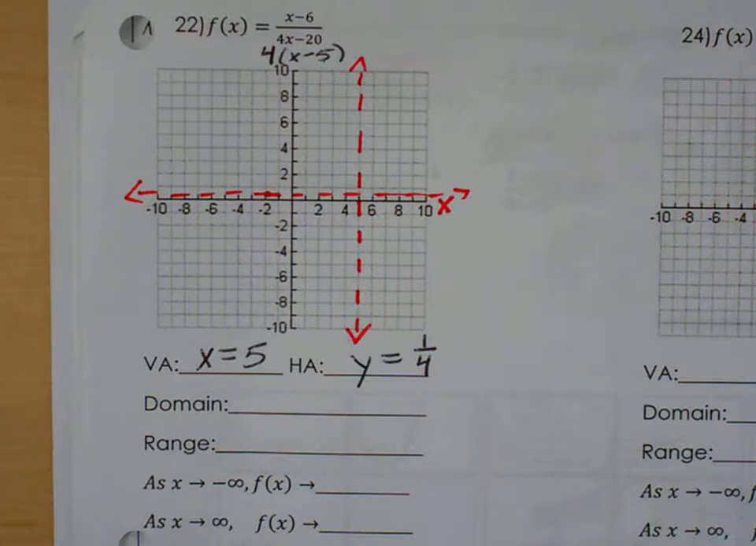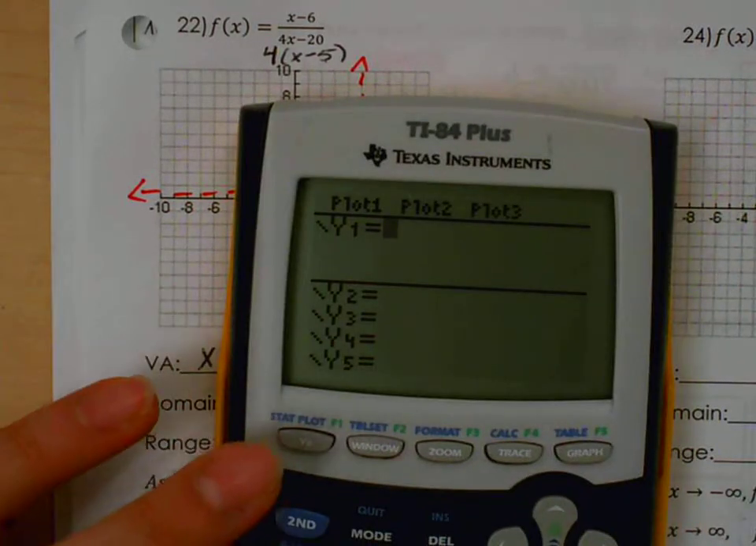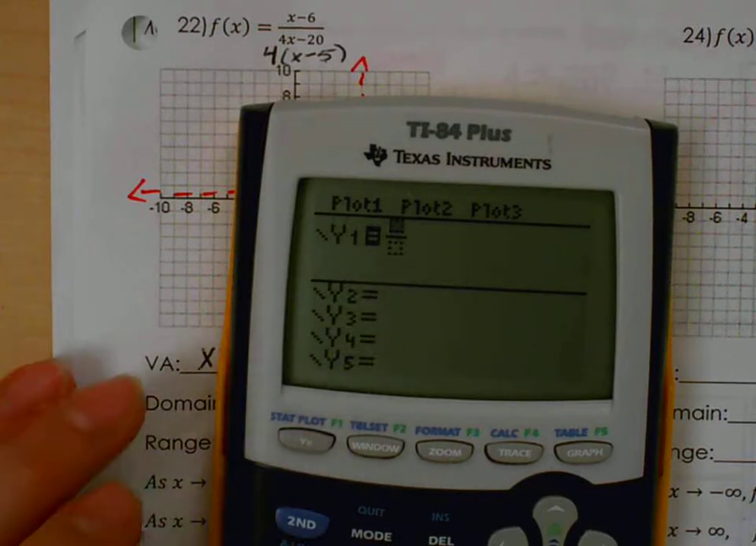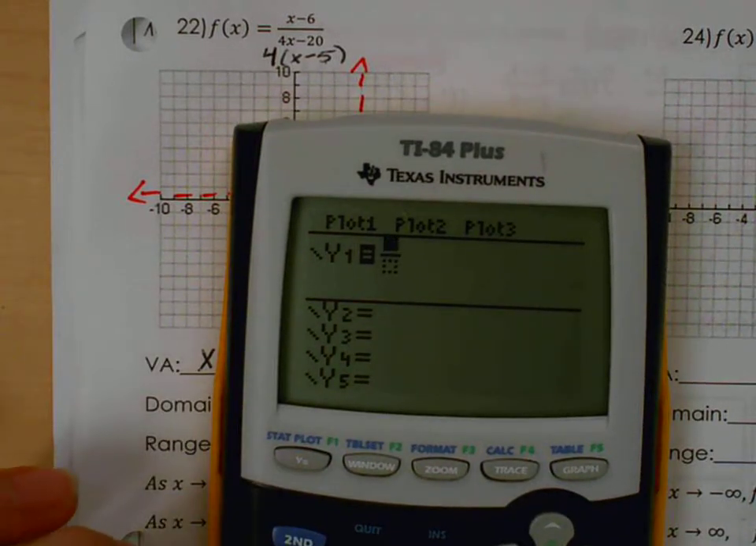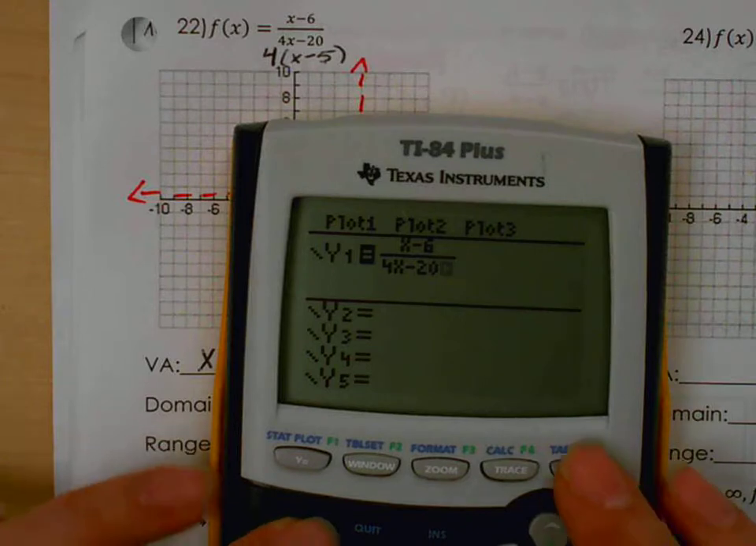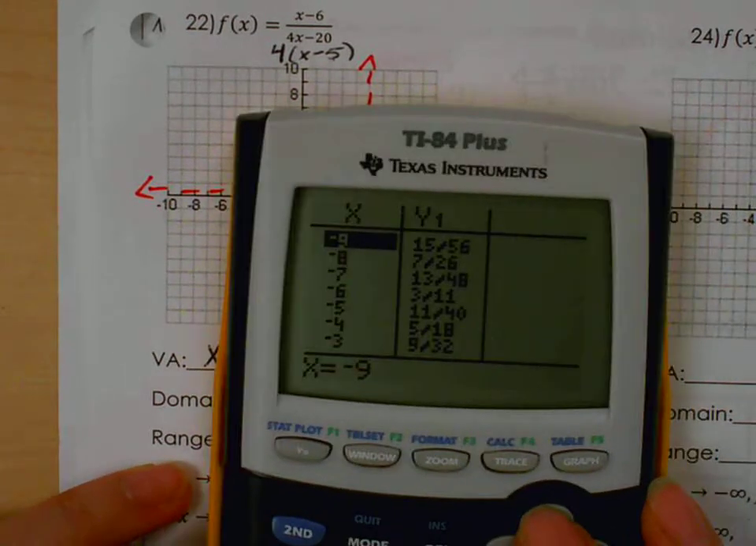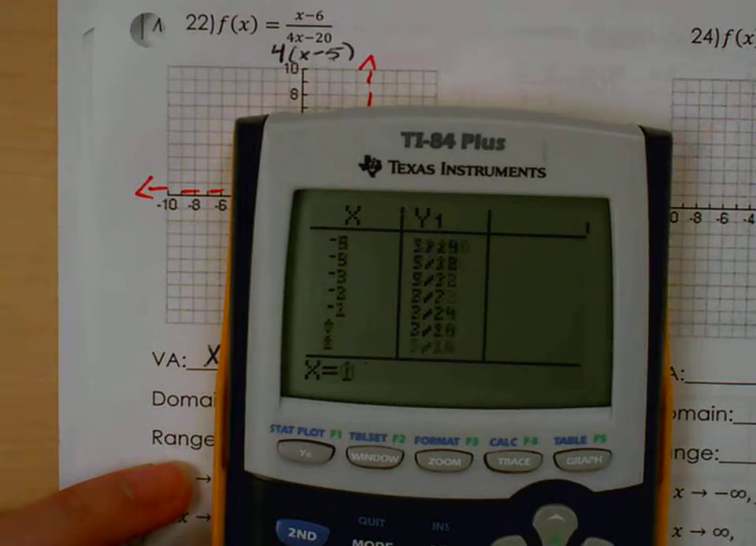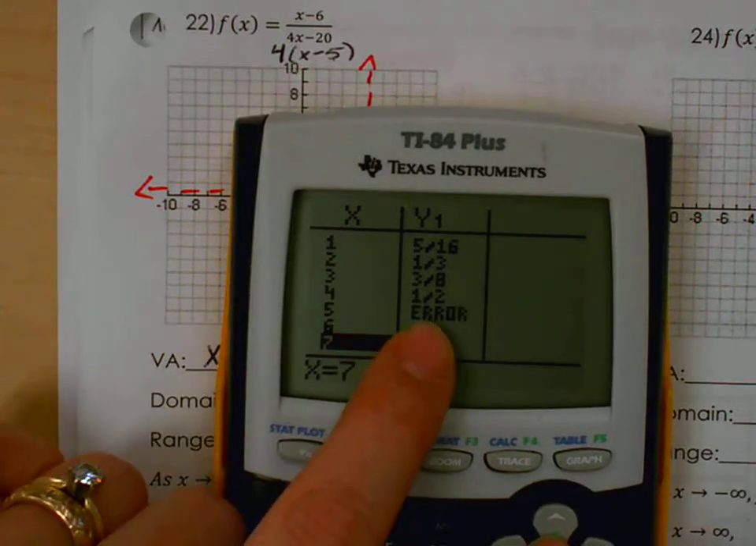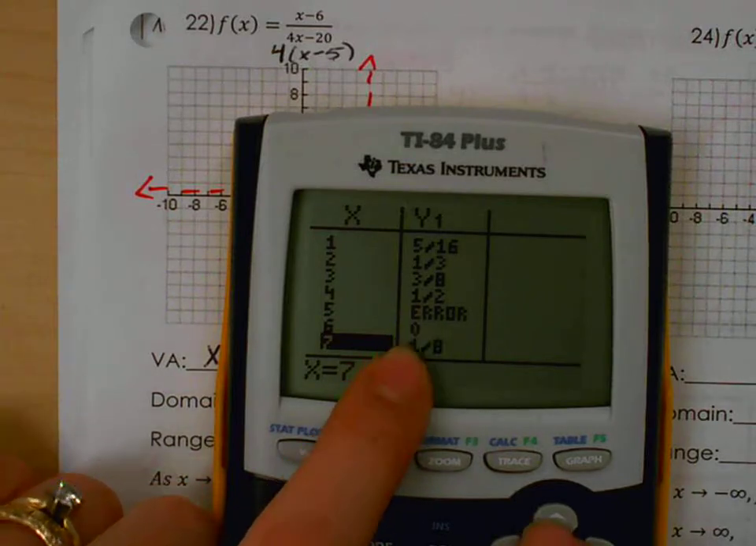I then like to graph before I actually find my domain and range because I like to look at the picture. So we're going to put this in our calculator. Under y equals, if you're not going to use alpha y equals enter, you do need to put these in parentheses. If you use alpha y equals, you don't need to worry about the parentheses. And I go to my table, and I'm pretty much looking for where the vertical asymptote is. I want at least 2 values above and 2 values below. So there's my vertical asymptote. It says error because it's undefined.